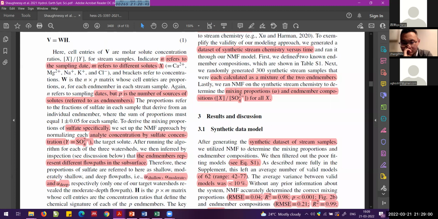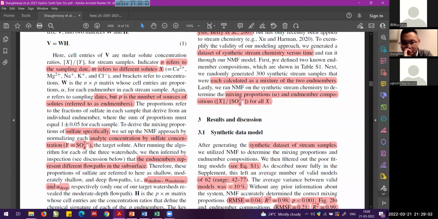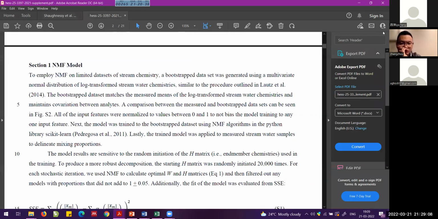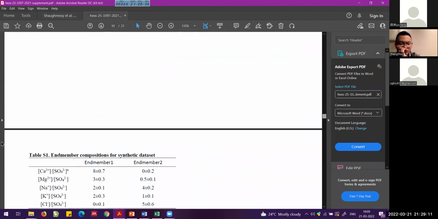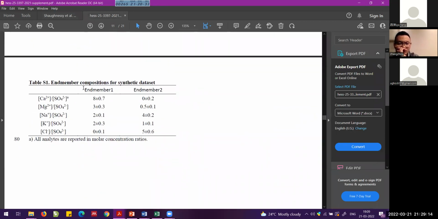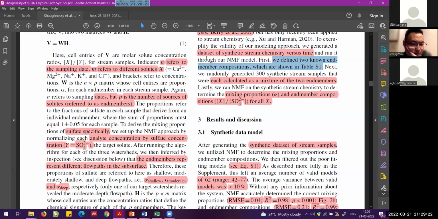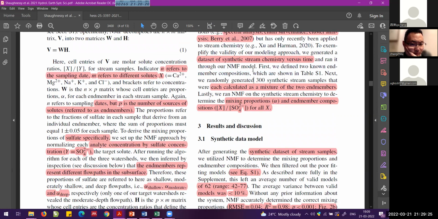Yes, so as it is mentioned here, 2 known N member compositions are mentioned, as in this table S1. These are the inputs. Initially this is a synthetic data set. They have taken N member composition 1 and the second N member composition. They have generated a data set with 300 synthetic stream samples from those N member compositions, mixing them in different proportions and creating different stream samples. Ultimately, they are training the model with that data set.